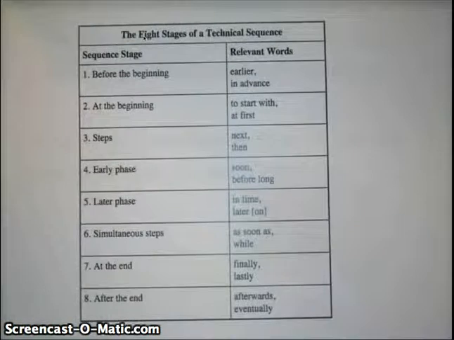Glassman-Deal spells out the 8 stages of a technical sequence, a distinction almost invisible to fluent English speakers, but challenging for ELLs or for any student with weak literacy skills. Let's step through these 8 stages linguistically.